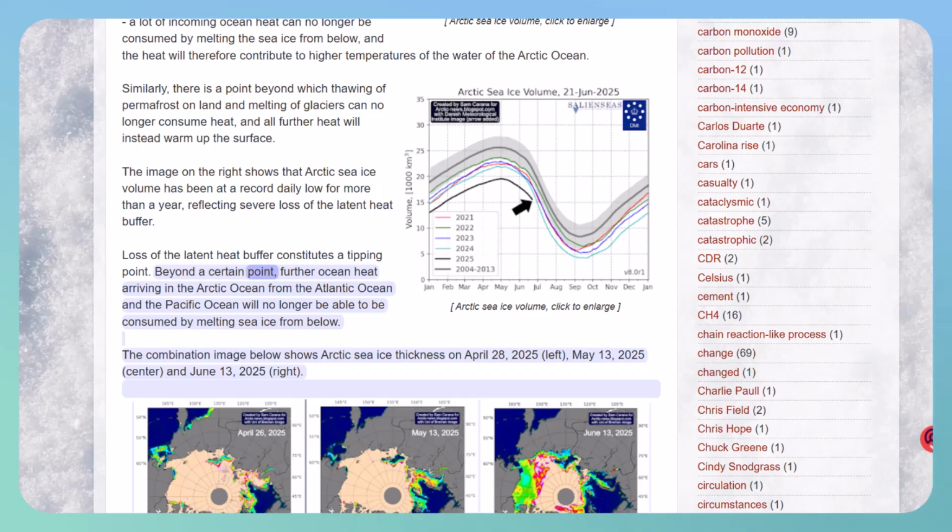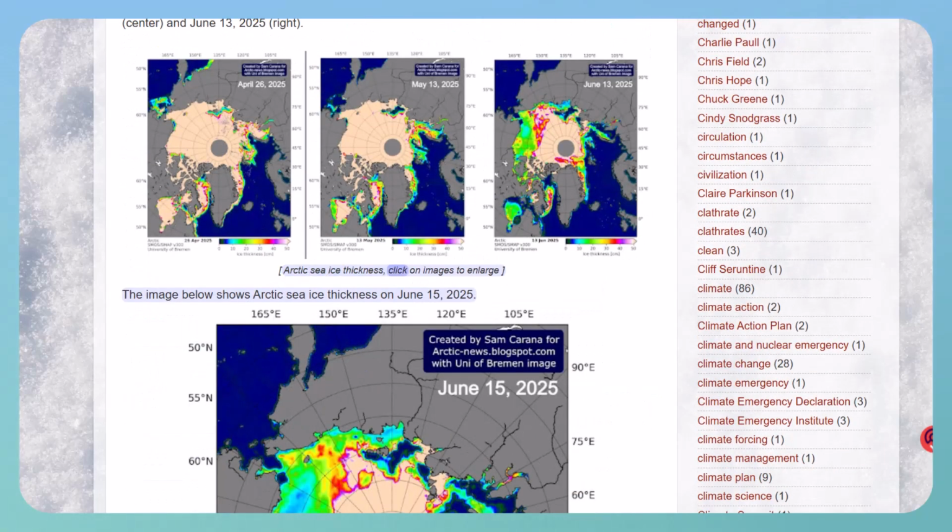Beyond a certain point, further ocean heat arriving in the Arctic Ocean from the Atlantic Ocean and the Pacific Ocean will no longer be able to be consumed by melting sea ice from below. The combination image below shows Arctic sea ice thickness on April 28, 2025, left, May 13, 2025, center, and June 13, 2025, right. Arctic sea ice thickness. Click on images to enlarge. The image below shows Arctic sea ice thickness on June 15, 2025.